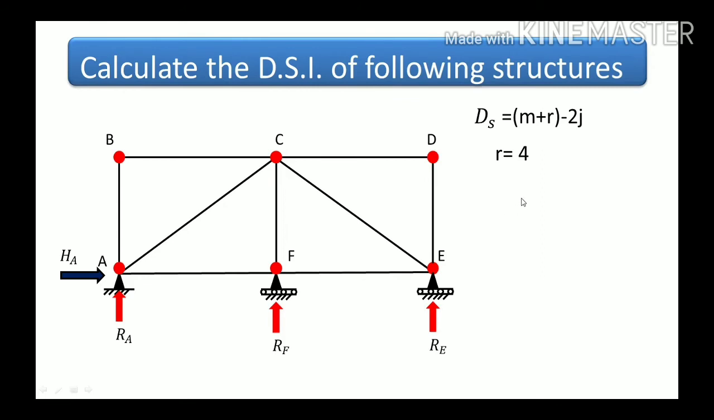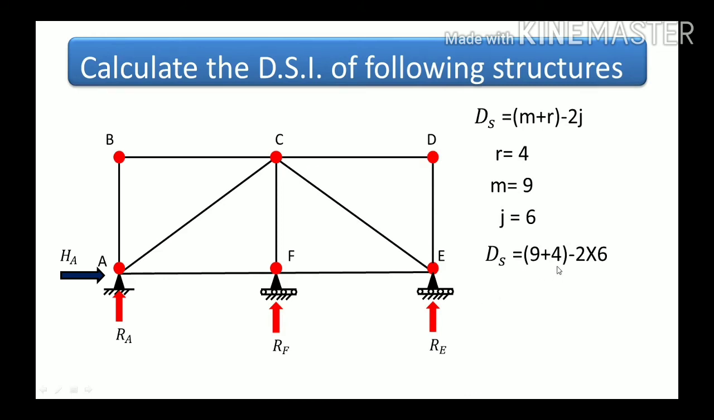Then M is equal to how much? This is 1, 2, 3, 4, 5, 6, 7, 8 and the vertical is the 9. So here M is equal to 9: AB, BC, CD, DE, EF and AF, then AC, then CE and CF. Joint is equal to 6: A joint, B joint, C joint, D joint, E joint and F joint.